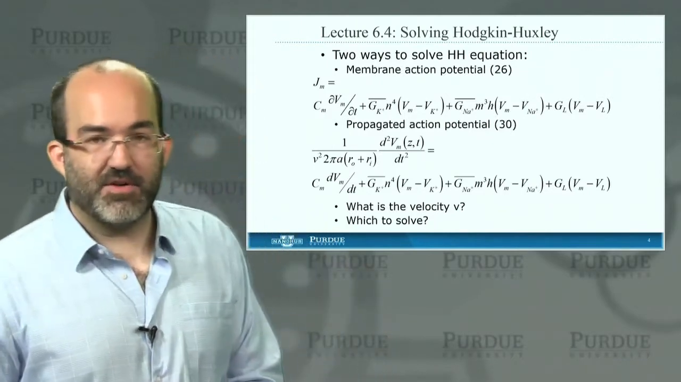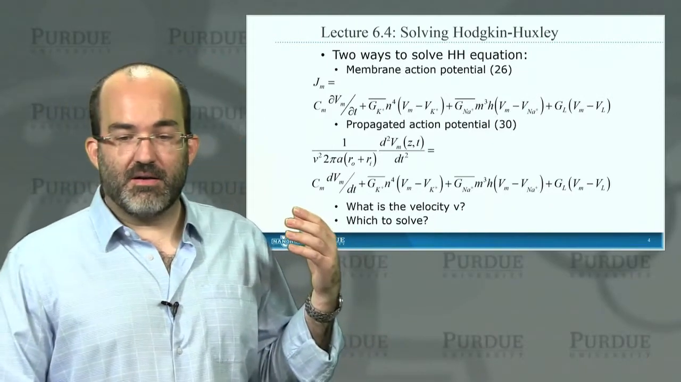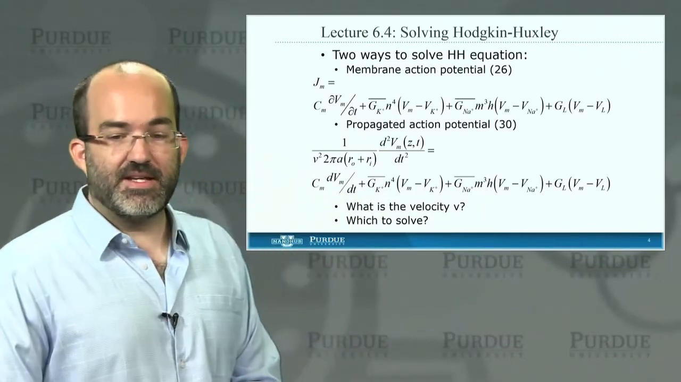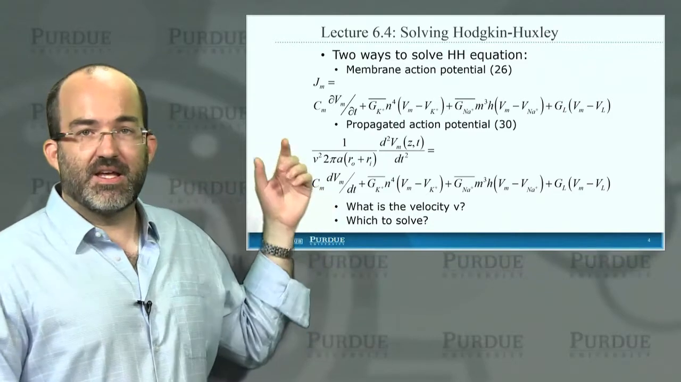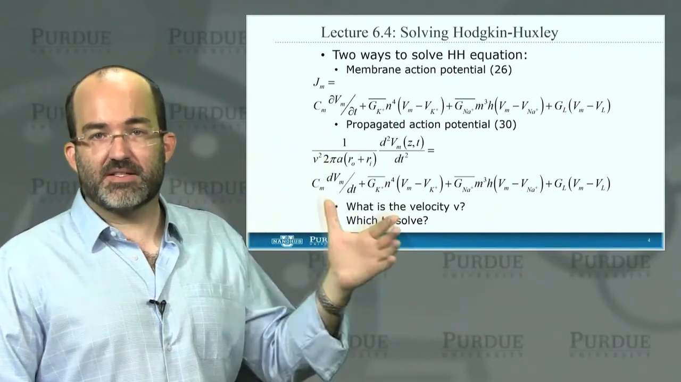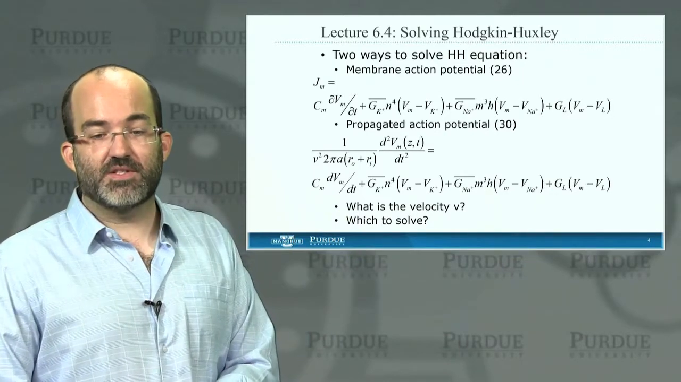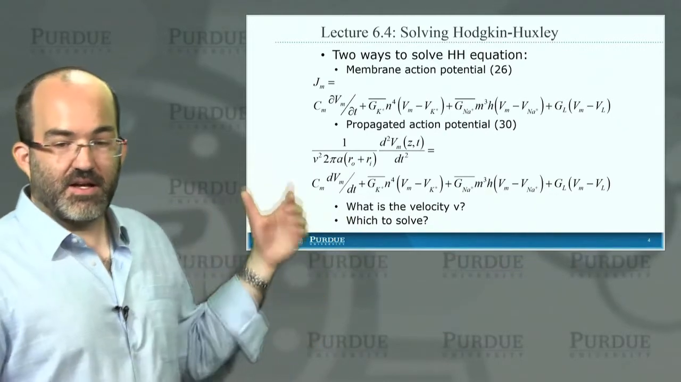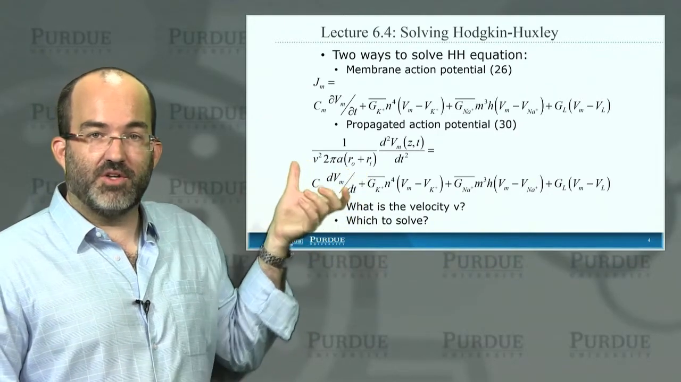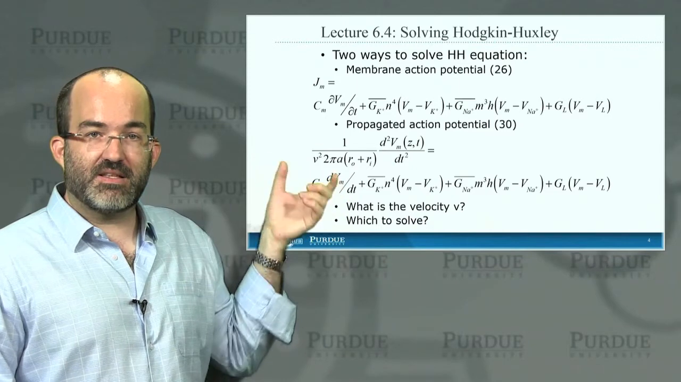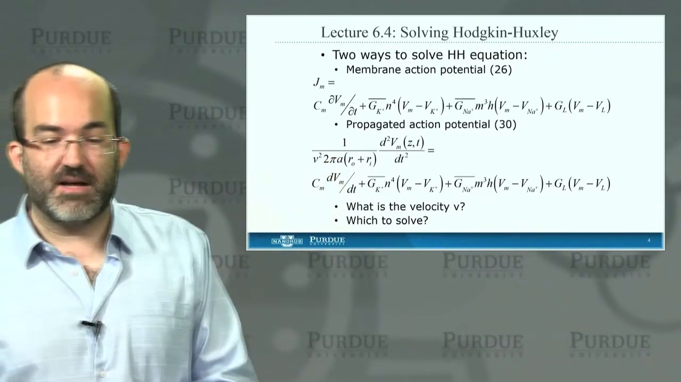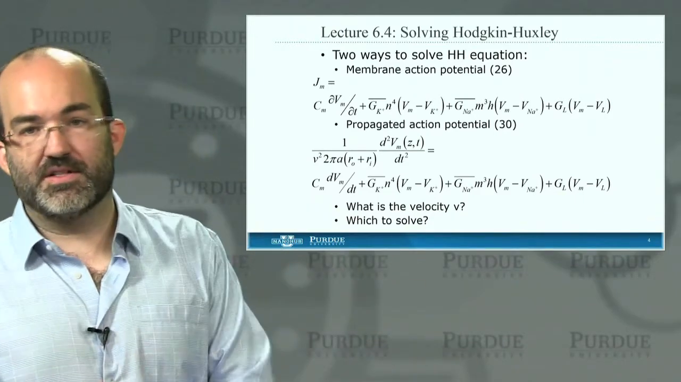So in that paper, you're going to find the equations for two ways of solving Hodgkin-Huxley. The first one is the membrane action potential, which relates the membrane current, J sub m, to the sum of the currents in the capacitive and resistive branches of the equivalent circuit. The second one is equation 30 in the paper, the propagated action potential, which is what we call the Hodgkin-Huxley equation. It's what relates the second derivative of the membrane voltage with respect to time to the sum of the currents in the membrane.